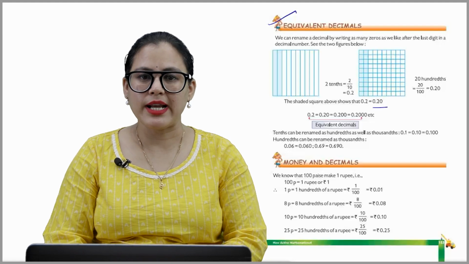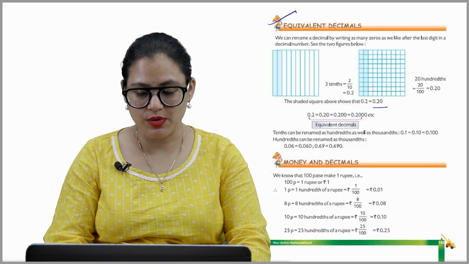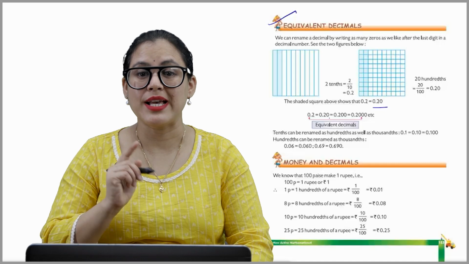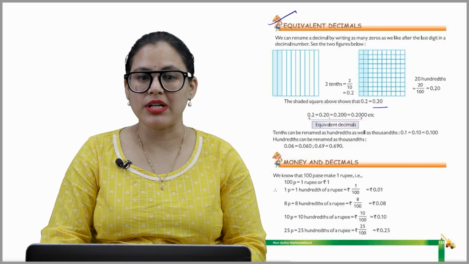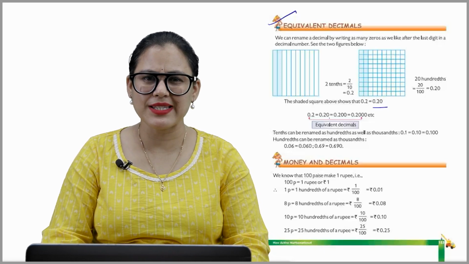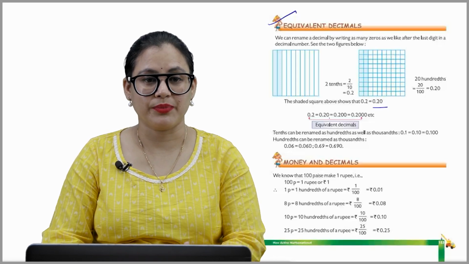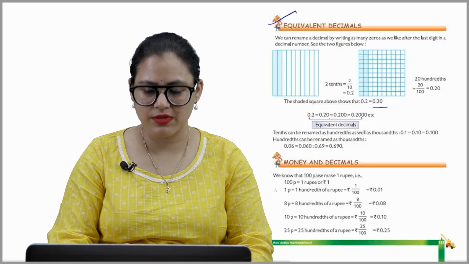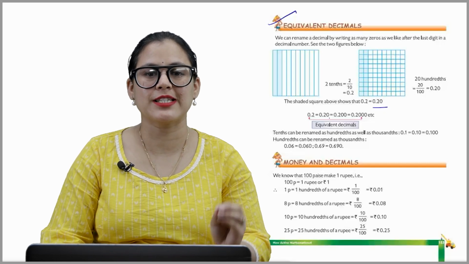Okay. So you can add as many zeros as you want after the decimal. So 0.2 is equal to 0.20 is equal to 0.200 is equal to 0.2000. These are the equivalent decimals. Tenths can be renamed as hundredths as well as thousandths. 0.1 is equal to 0.10 is equal to 0.100. Hundredths can be renamed as thousandths, like 0.06 is equal to 0.060 and 0.69 is equal to 0.690.